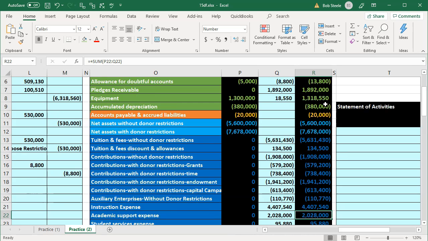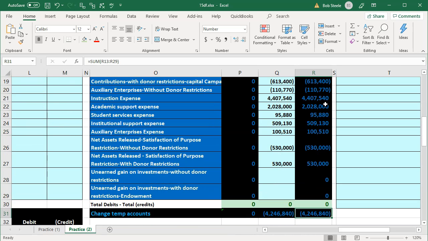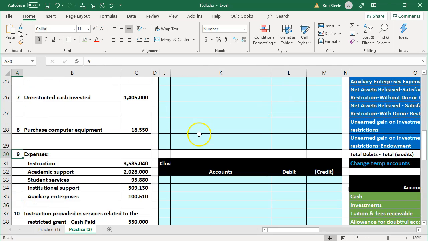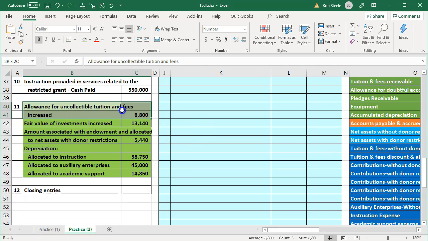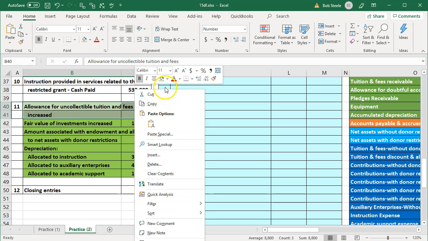Let's see if we are back in balance down below. We are, given by the green zeros. That looks good. Let's go back down to number 11 and ungreen that 8,800.